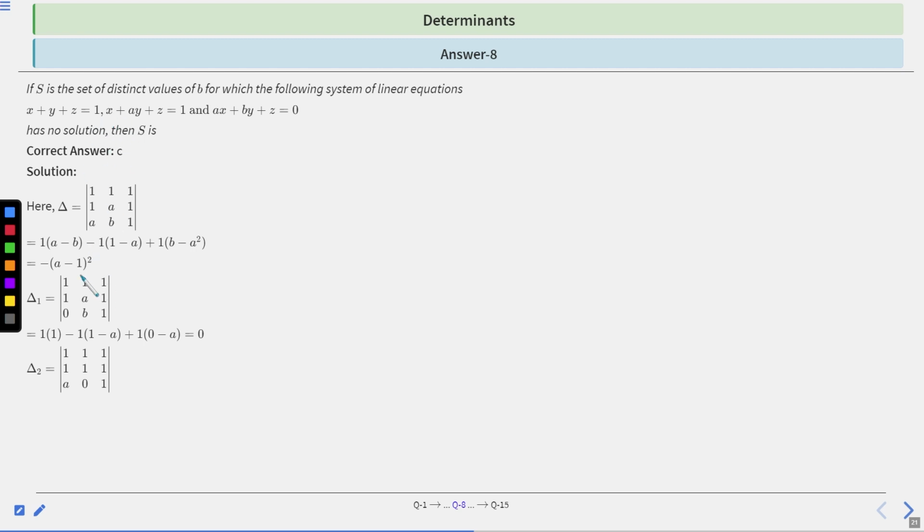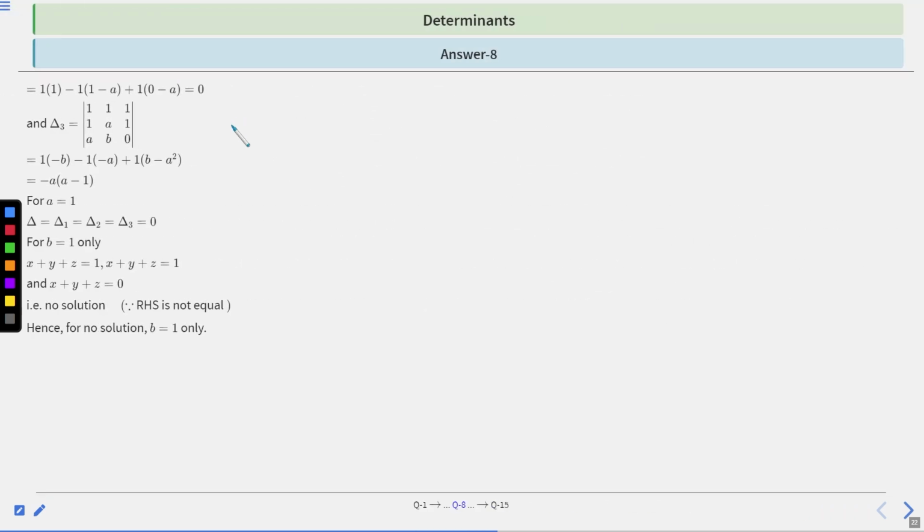Put here 1, 1, 0 because it is the constant column, then 1, A, B, 1, 1, 1. After solving, you will get delta 1 is equal to 0. Let's calculate delta 2. Delta 2 is again 0. For delta 3, you will put the constants here. Delta 3 is basically minus of (A minus 1). For A equal to 1, delta equal to delta 1 equal to delta 2 equal to delta 3 equal to 0, for B equal to 1 only.